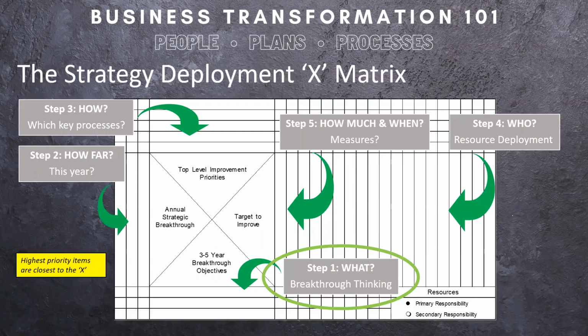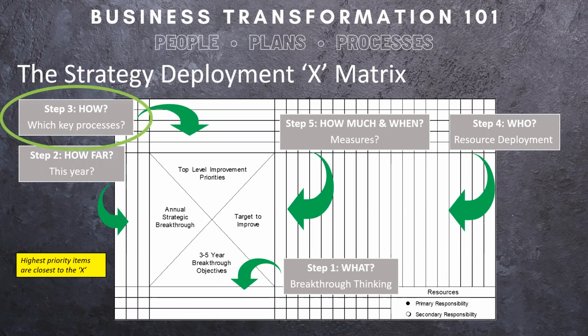The SD process is made up of 5 steps that are documented on an SD X matrix as shown. The first step is what and describes the 3-year breakthrough objectives. These are listed in the 6 o'clock position of the X matrix. Note that the highest priority items are listed closest to the X. The second step is how far and describes the annual objectives, or what portion of 3-year objectives are being targeted for year 1. The annual objectives are listed in the 9 o'clock position of the X matrix.